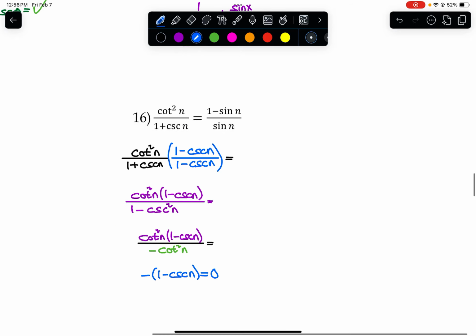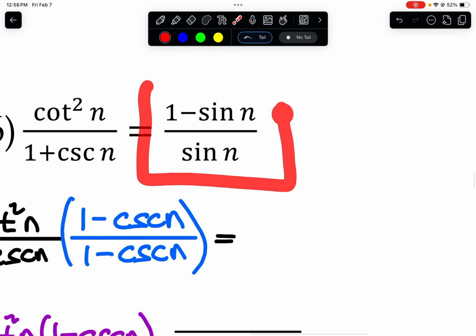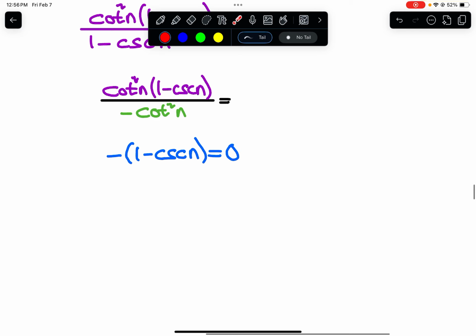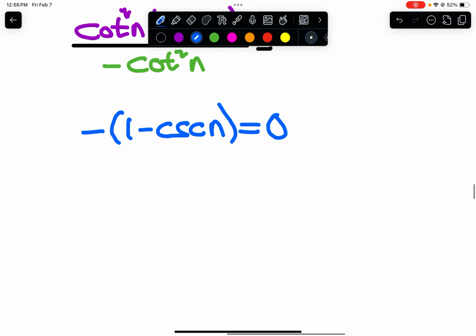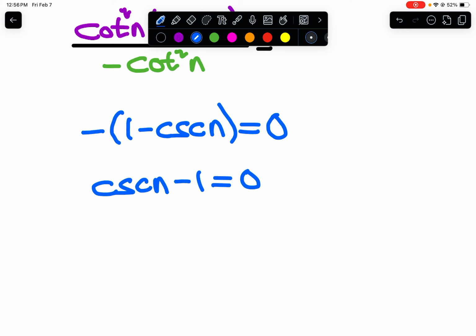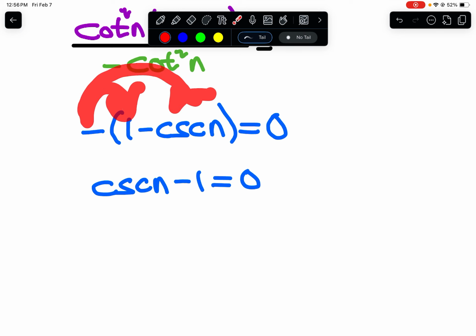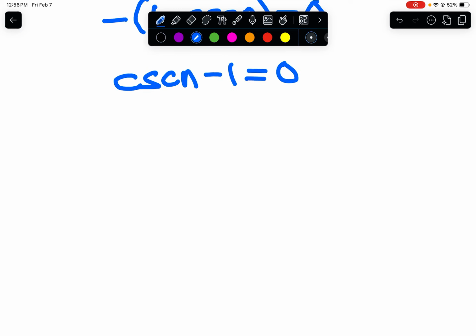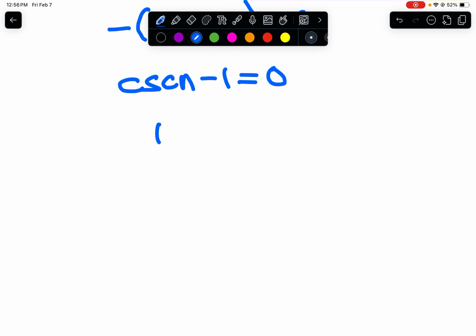Now I want it to look like 1 minus sine n over sine n. So that tells me I need to change that cosecant. But first I'm going to go ahead and just distribute. So this, when you distribute, is going to turn to positive cosecant n minus 1. So I went ahead and just kind of flipped the order. So I put the cosecant first, and then the 1 went on the other side, and then I distributed the negative. So that's kind of a 2 steps in 1 kind of thing. Now I'm going to change this to terms of sine. So 1 over sine n minus 1.